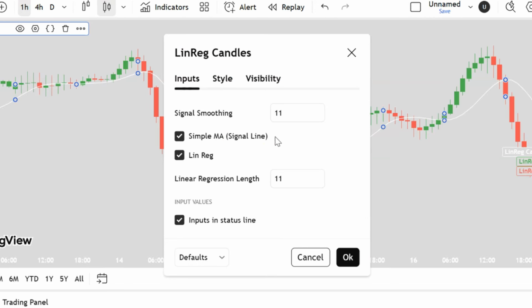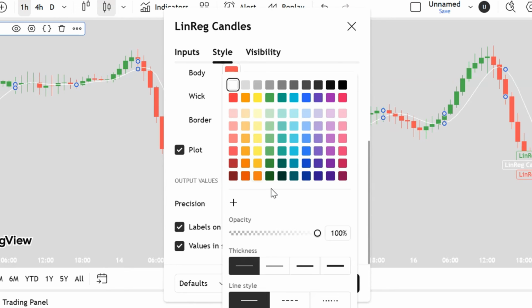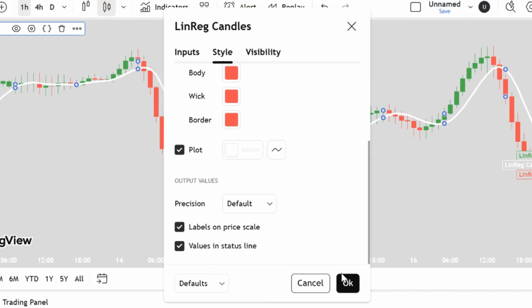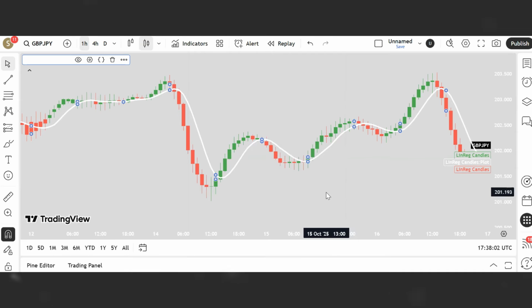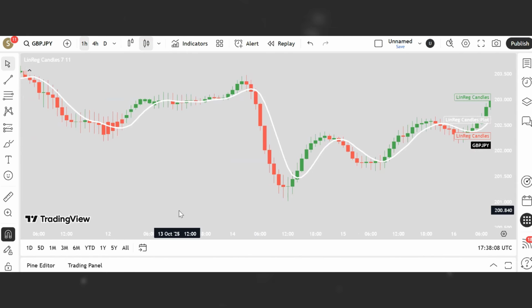Let's adjust the settings so it works perfectly for our strategy. Go to Settings. Set the signal smoothing to 7, linear regression length to 11, and make sure all options are checked. Then in the Style tab, change the line thickness to the third option. This just makes the line easier to see when you are deciding on a trade. And that's it. Now your chart is clean, smooth, and ready to find accurate entry points.